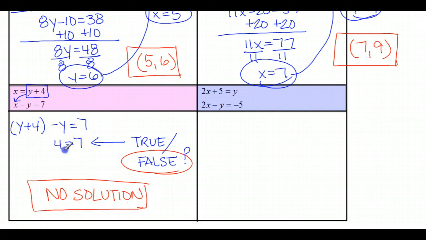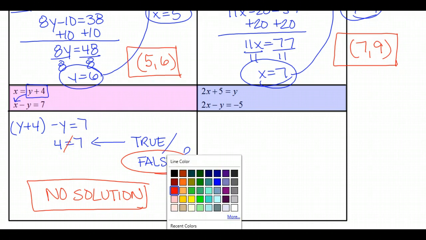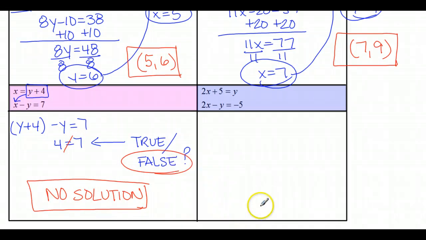All right, let's go ahead and move on to the next example. Notice that in the top equation y is already solved for. The value of y is 2x plus 5. So I'm going to take that value of y and plug it into our other equation. So we have 2x minus, plug in y, 2x plus 5, and that equals negative 5.